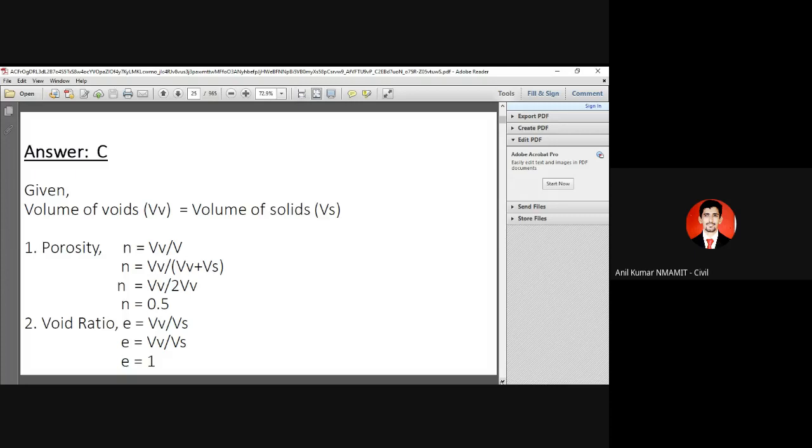Simple, right? So therefore the answer is C, where n is equal to 0.5 and e is equal to 1. Okay, fine. So this is how you are supposed to solve the problem. Okay, fine. Let's go with the next problem. Okay, we'll go with the next one.